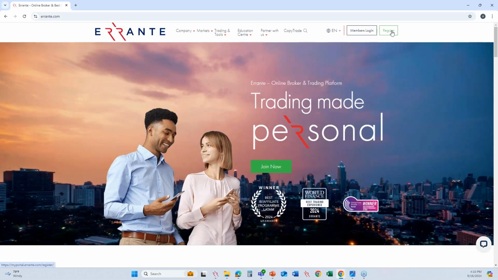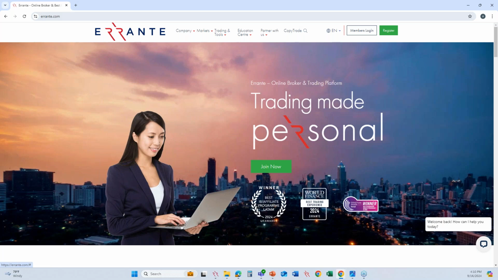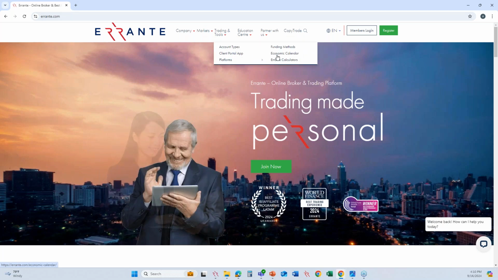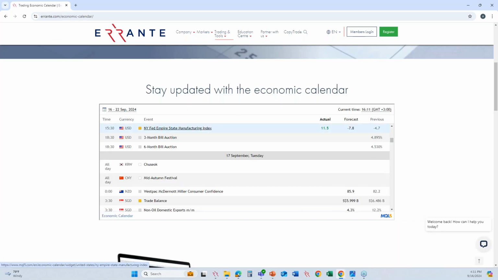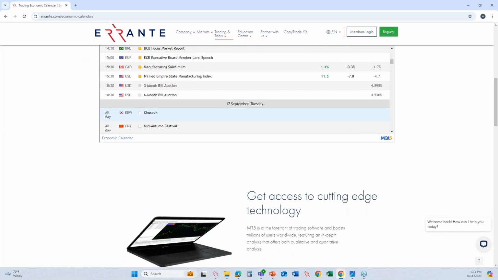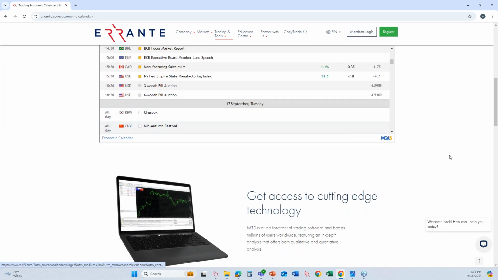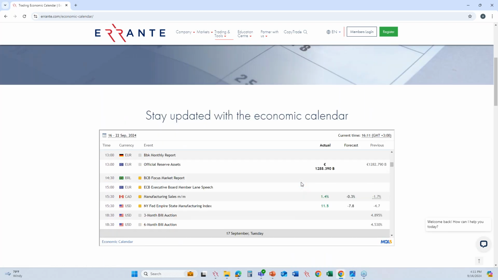If you see my screen, it's the aranted.com, and here on Tuesday you can always find the economic calendar. It's coming from MQL5. It's a reliable one. So you have the actual column here, the forecast column here, and the previous column here. Any data which is released can impact the currency market based on the currency you see mentioned here.